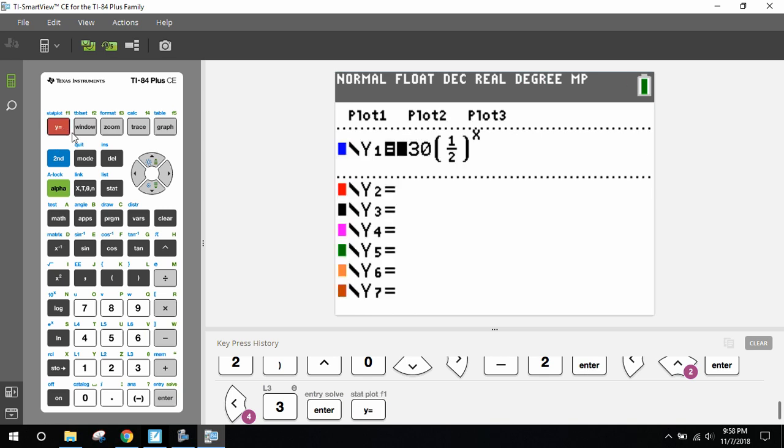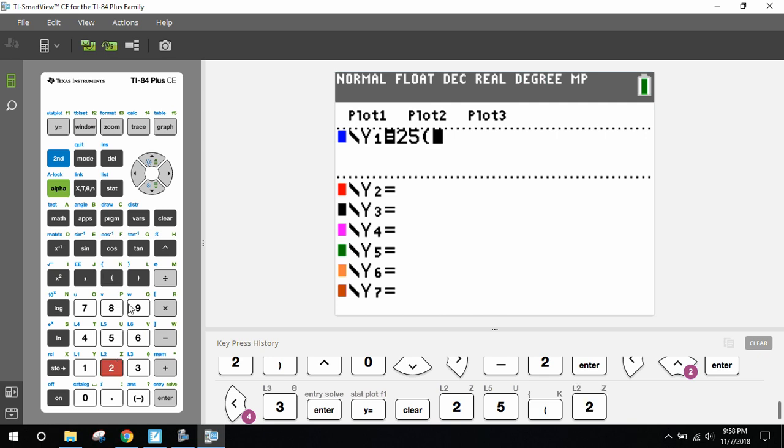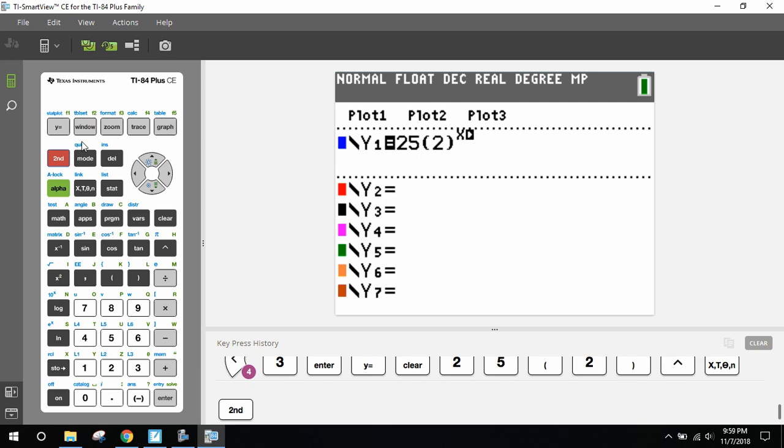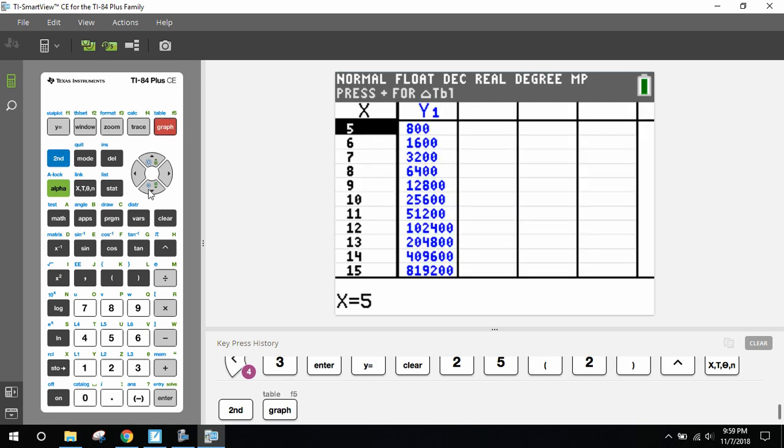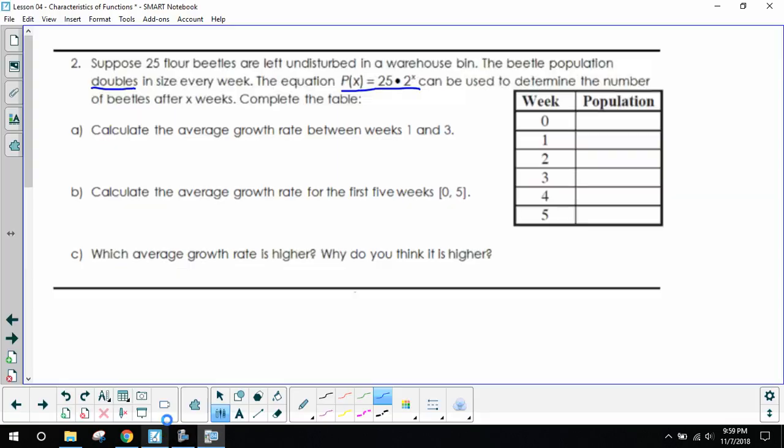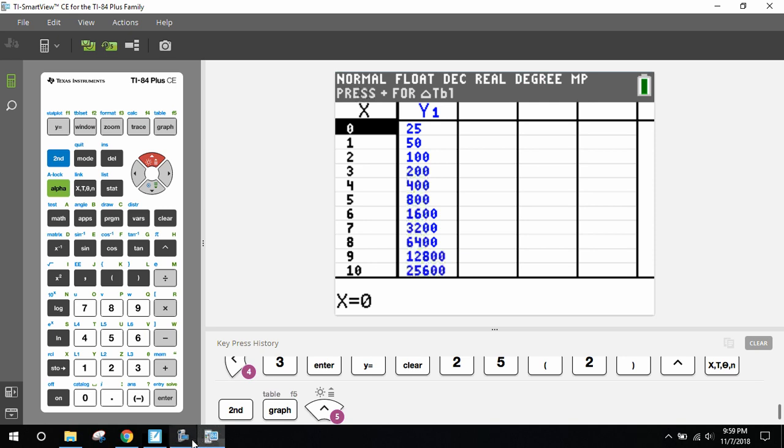I'm going to plug this into this function: 25 parentheses 2 caret x. Okay? And I'm going to go to second table and plug these values in, bouncing back between the two. So 25, 50, 100 at 0, 1, 2. And then we need 3, 4, 5: 200, 400, 800.